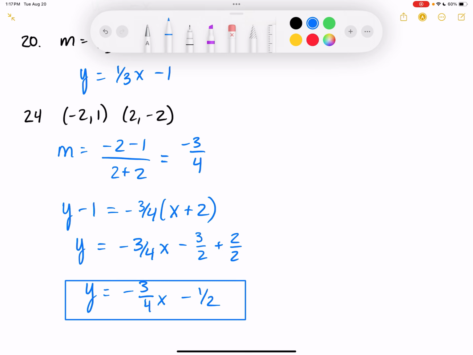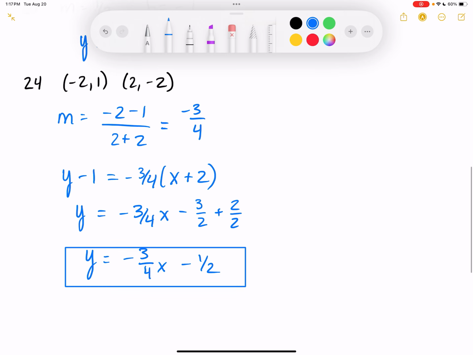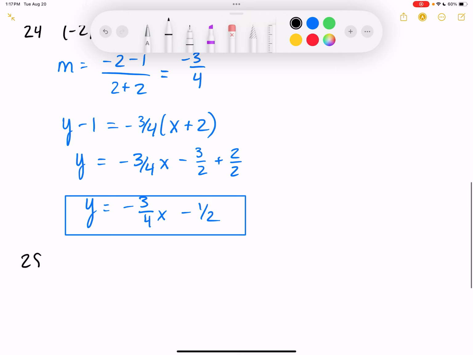This 28 says 2. Find the slope and the y-intercept and then graph the line, which we're not going to do the graphing because I know y'all can do that. So 28 is x plus y equals 2.